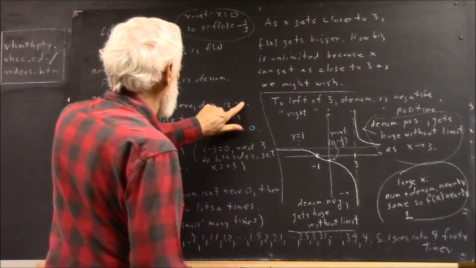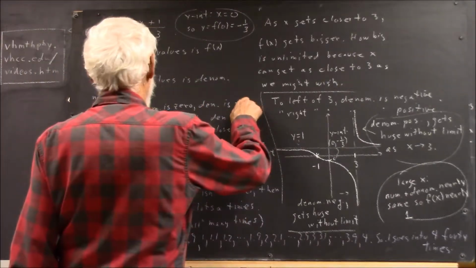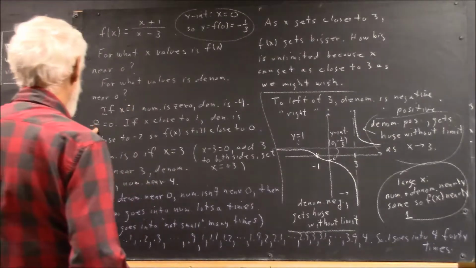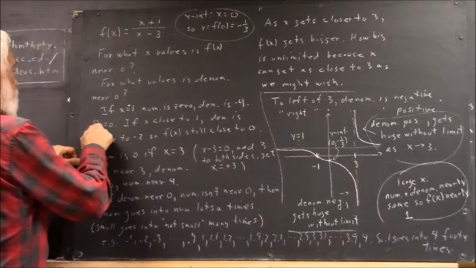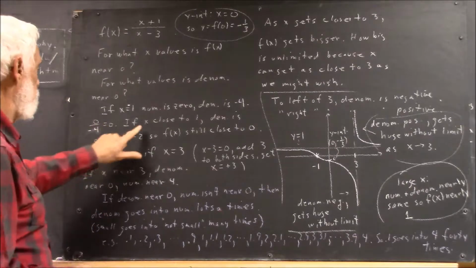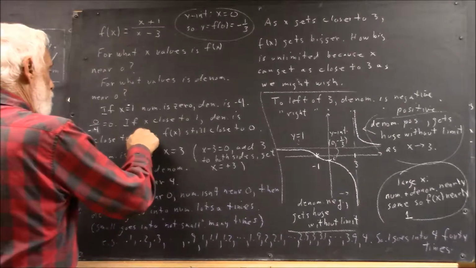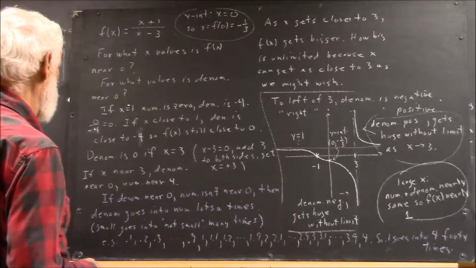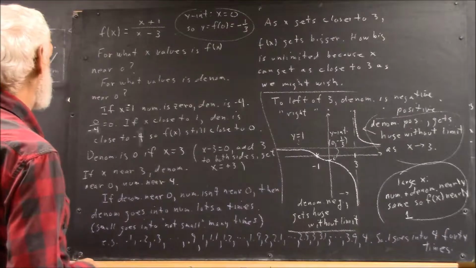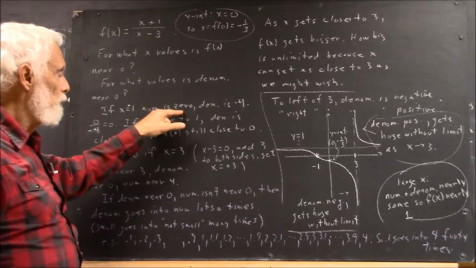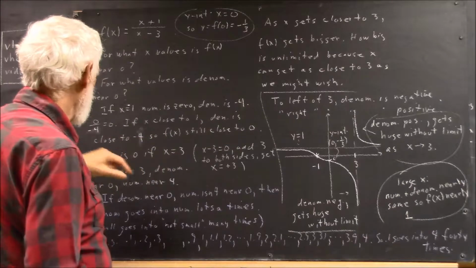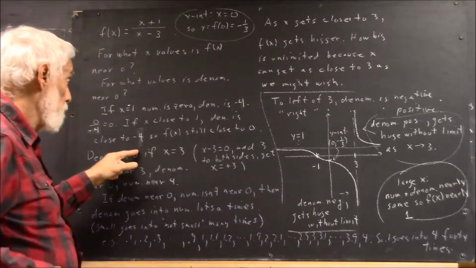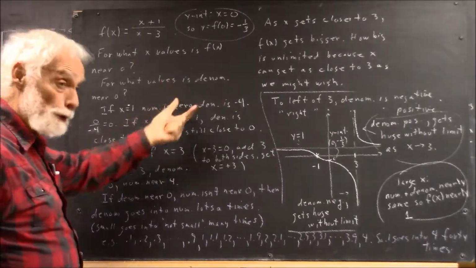And x minus 3, if x is equal to negative 1, is equal to negative 4. I had negative 2 there because I carelessly wrote down a 1 before I put in my negative. Okay, so if x is equal to negative 1, the numerator is 0, the denominator is negative 4. If x is close to negative 1, the denominator will be close to negative 4, and f of x will still be close to 0.